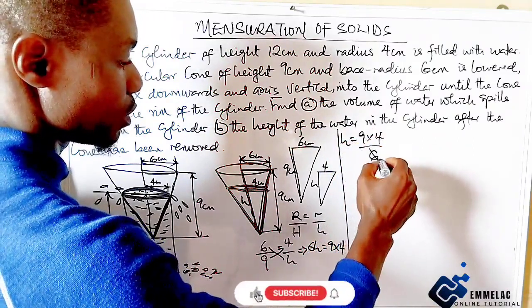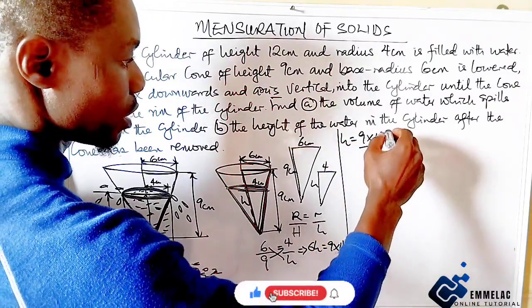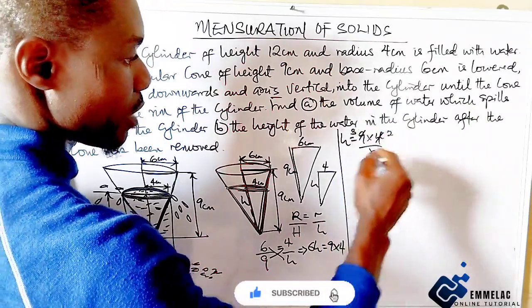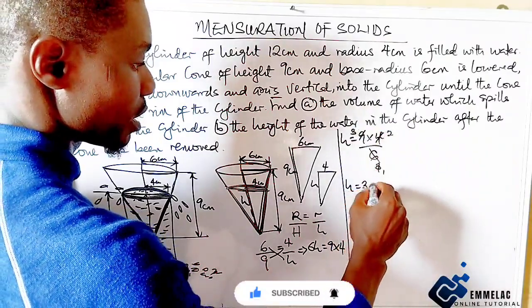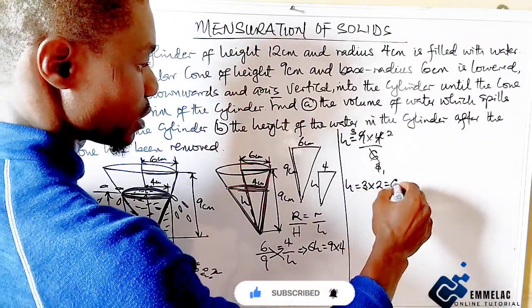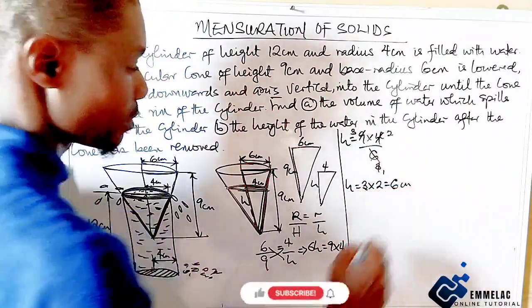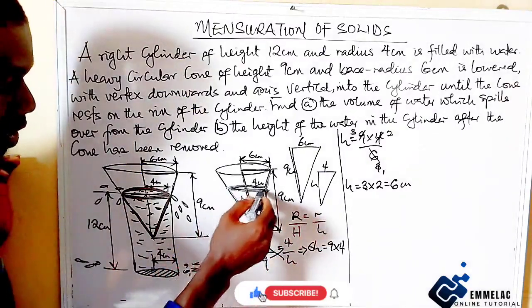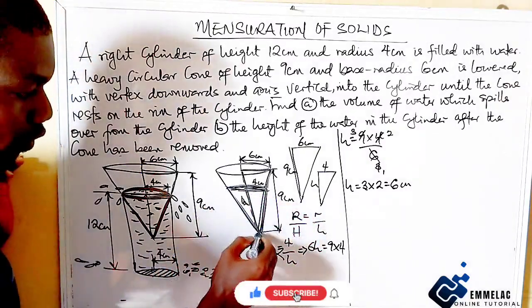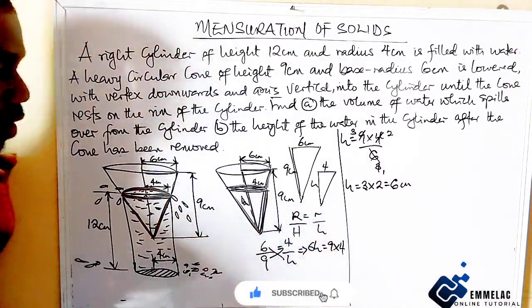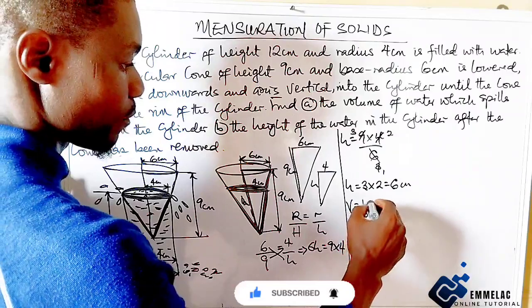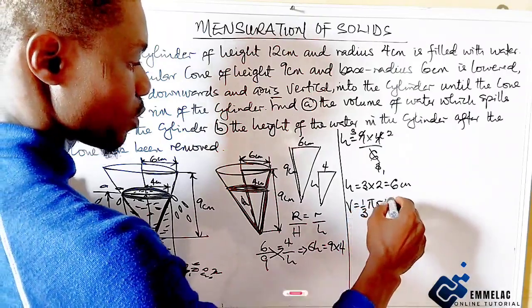2 here, 3, 2 here, 2, 3 here, 1, 3 here, 3. So our h will now become 3 times 2, which is 6 centimeter. Alright, now that we've gotten this smaller h, let us take the volume of this particular smaller cone. The volume of a cone is 1 over 3 pi r square h.